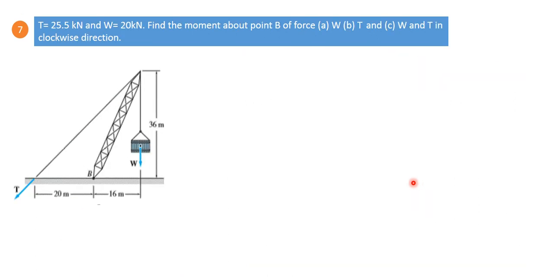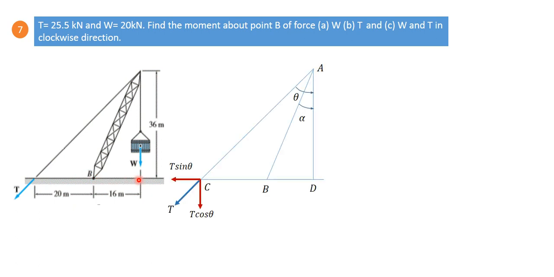Another problem is a slightly simpler one. We have to find the moment of this W and this T about point B. The moment of W about point B can be obtained by simply multiplying W by this distance, because the line of action of W is this one. If we take a perpendicular from point B, it is this one that is shown here.